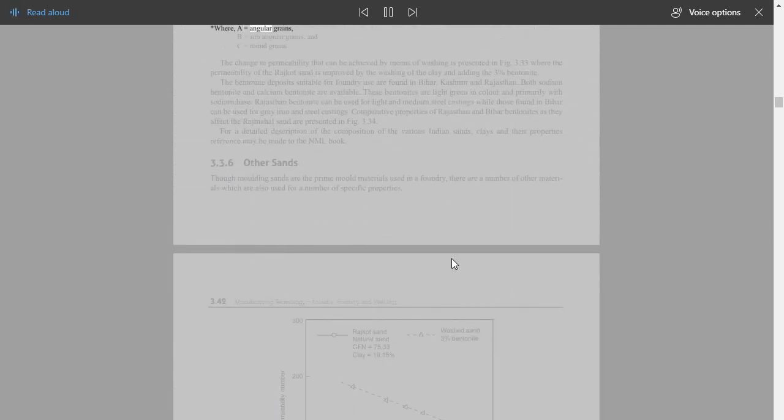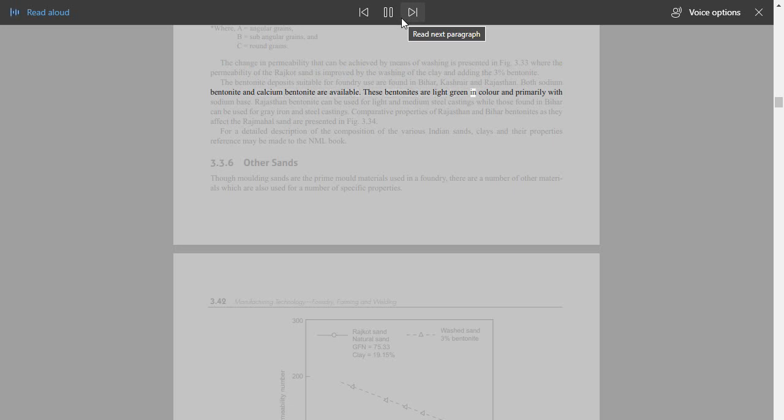In the table, A equals angular grains, B equals subangular grains, and C equals round grains. The change in permeability that can be achieved by means of washing is presented in Fig. 3.33, where the permeability of the Rajkot sand is improved by the washing of the clay and adding 3% bentonite. The bentonite deposits suitable for foundry use are found in Bihar, Kashmir, and Rajasthan. Both sodium bentonite and calcium bentonite are available.